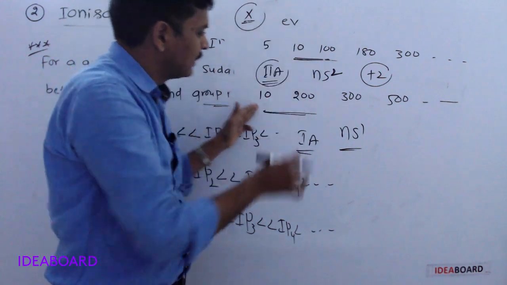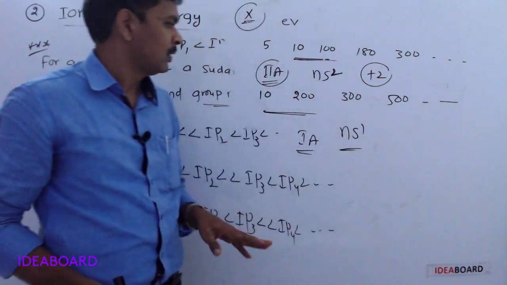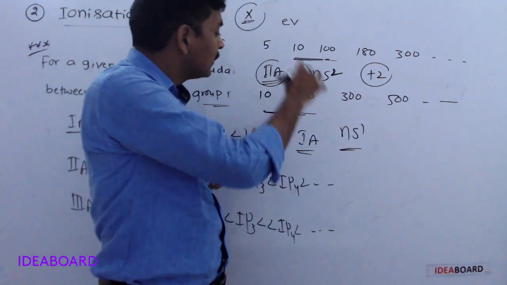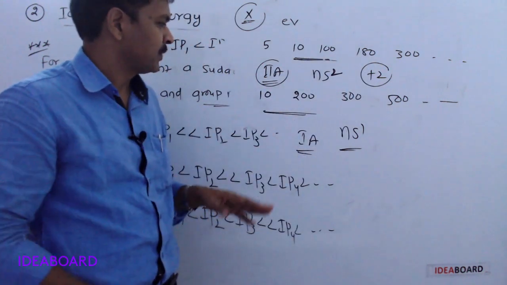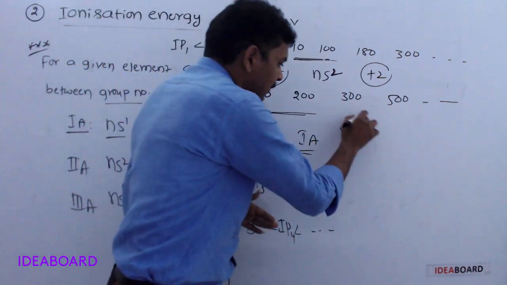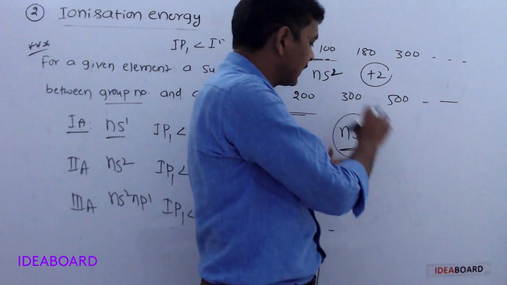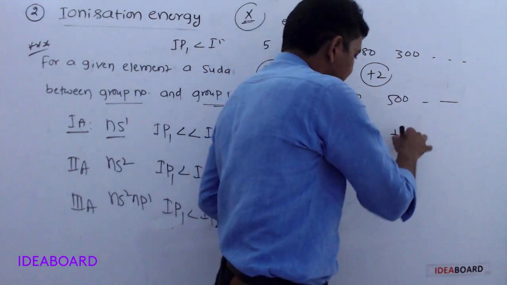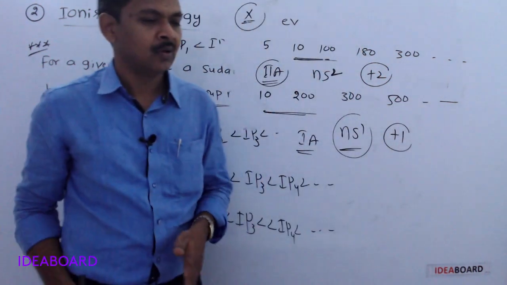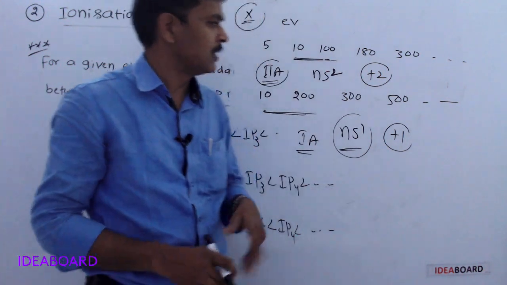For a given element X, successive IP values are given. What is the stable oxidation state of that X? It belongs to first A group. For first A group elements, the valence orbital electronic configuration is ns1. Its stable oxidation number is +1. So like this, different types of questions can be asked in the exam.